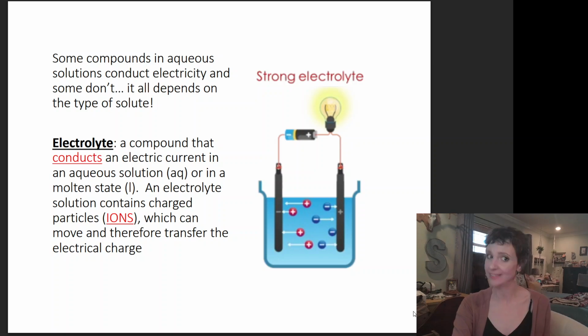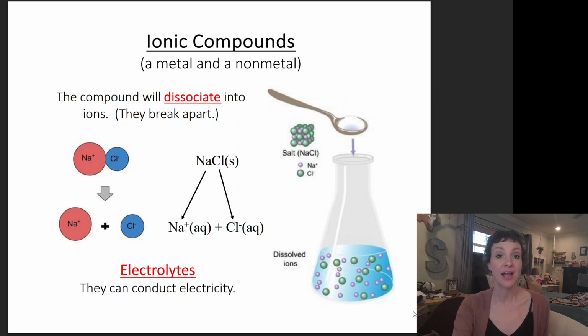So far, I think we've seen this term electrolyte before, but now we're going to review it a little bit more. Being able to conduct electricity is all about what type of compound you are. Let's zone in on ionic, and then we'll focus on covalent. Ionic compounds are made up of a metal cation and a nonmetal anion. These compounds will dissociate into ions. This is a super important term for us to get today. Dissociate means to break apart into ions.